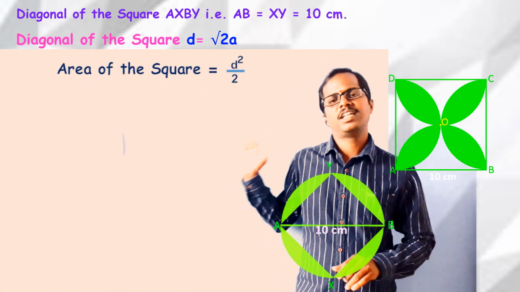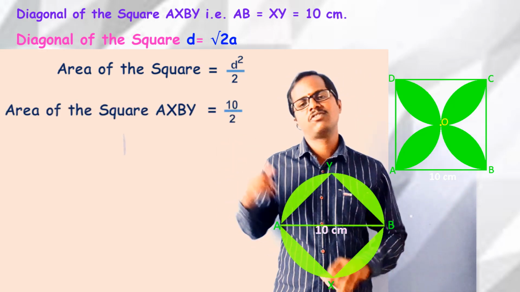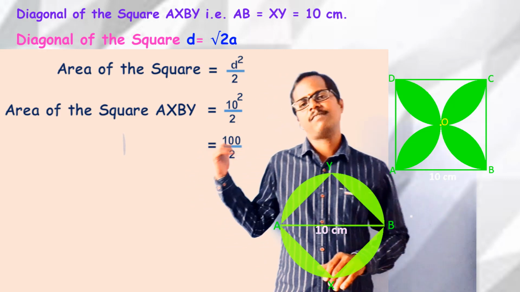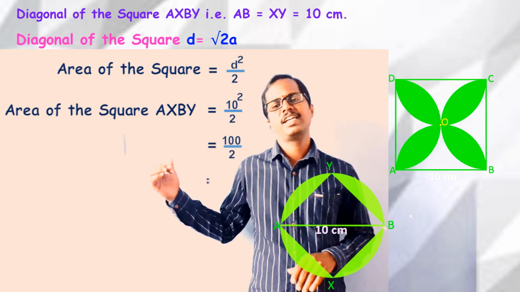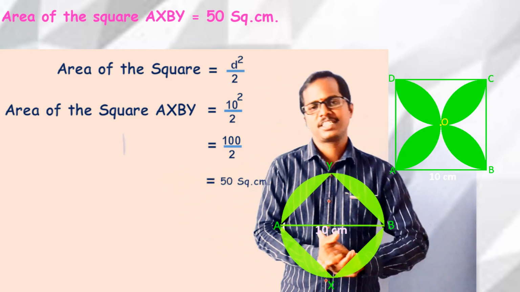So now what is the length of d here? 10. So substituting that value, we get 10 square by 2, which equals 100 by 2, and half of 100 is 50 centimeter square. Therefore the area of the square AXBY is 50 centimeter square.